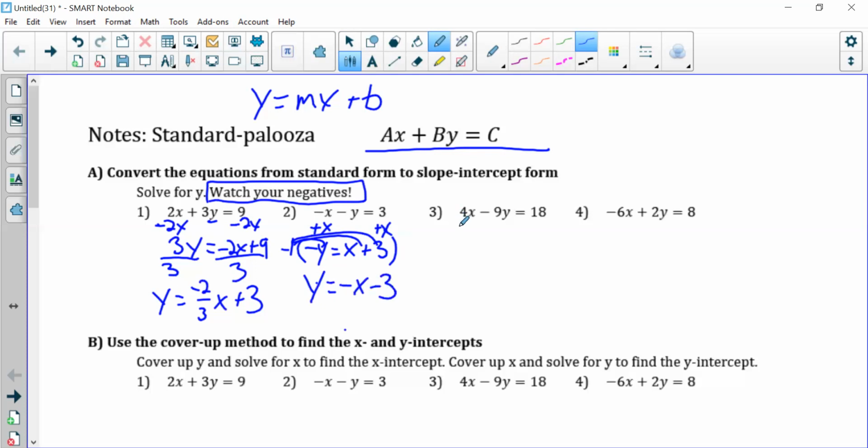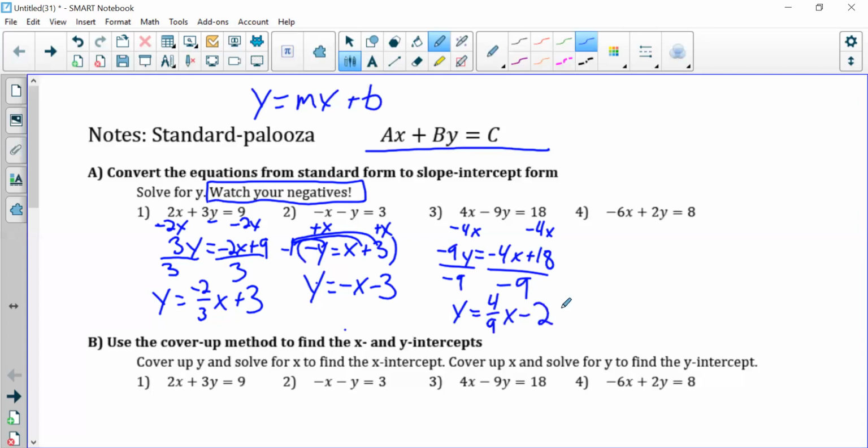All right, third equation. Once again, subtract x's from both sides. Negative 9y equals negative 4x plus 18. Divide both sides by -9. Y equals 4/9 x minus 2.